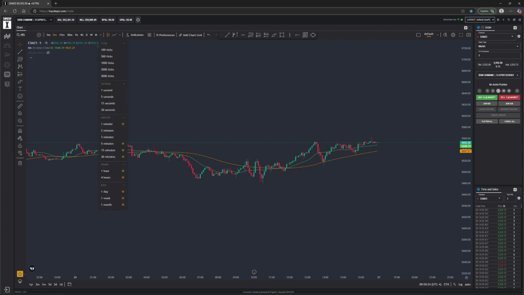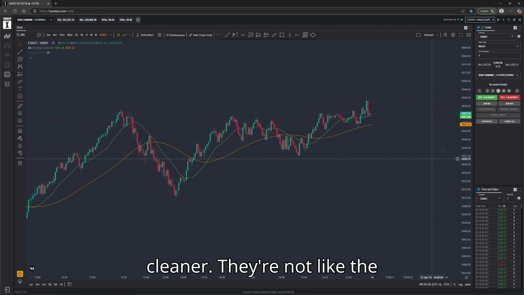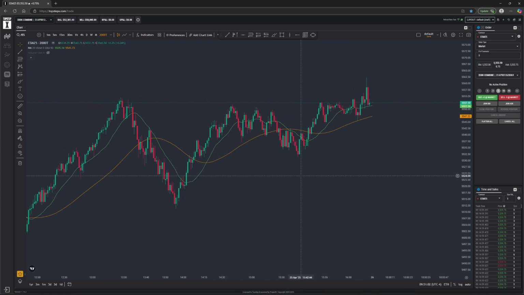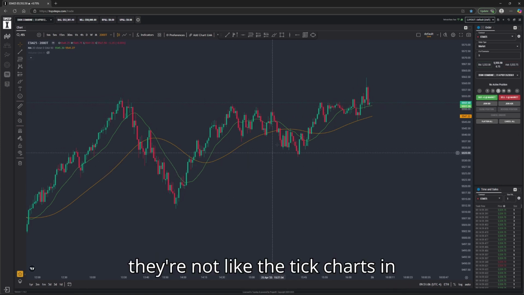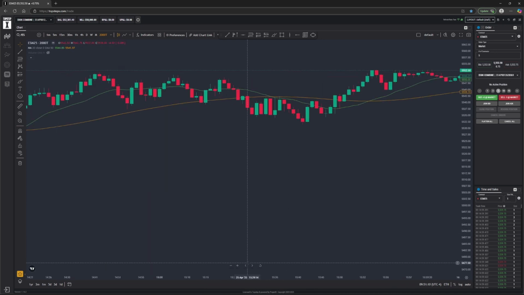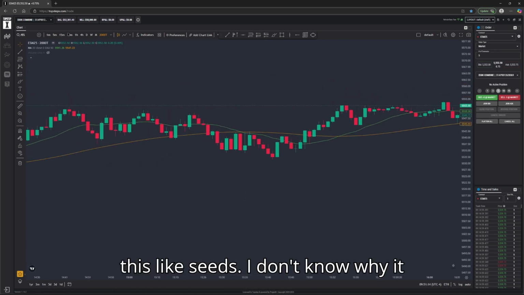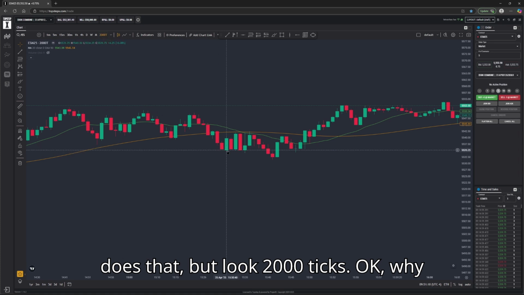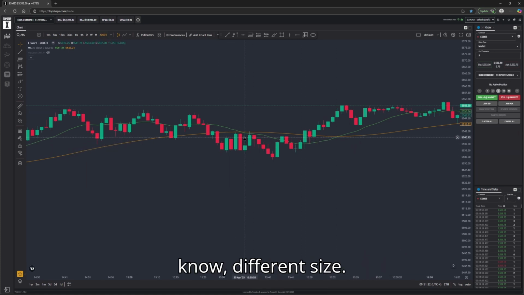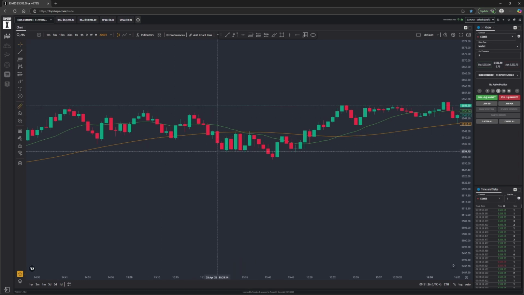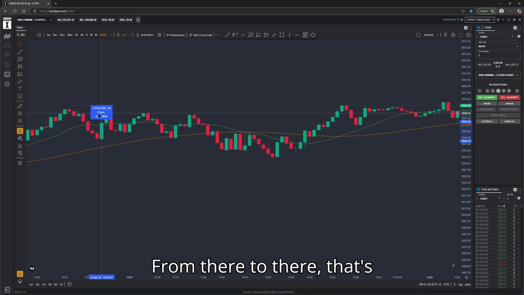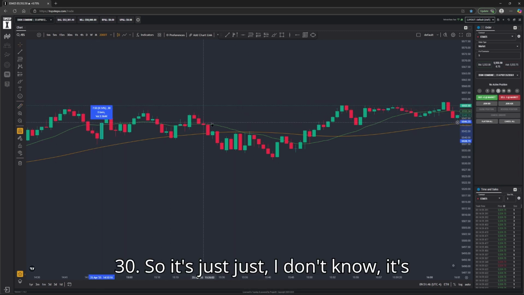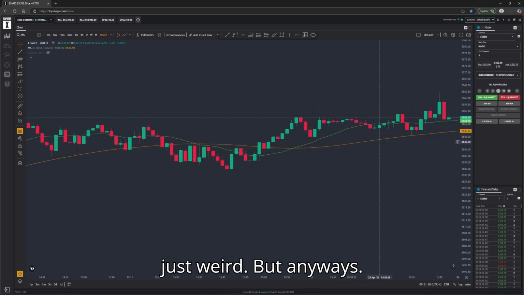That's why I also like these tick charts. They're a little cleaner. They're not like the tick charts in Sierra Chart, because I don't know why it does that, but look, 2,000 ticks. Okay, why are the candles different? Different size. Look, from there to there, that's a minus 13, right? From there to there, that's 30. So it's just weird. But anyways.